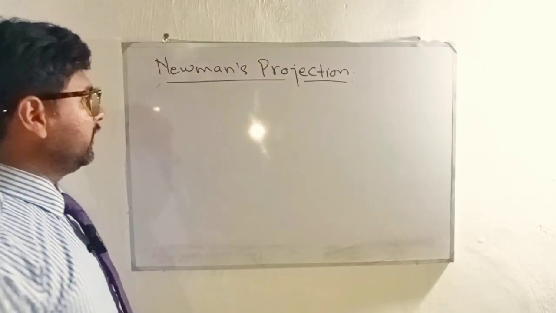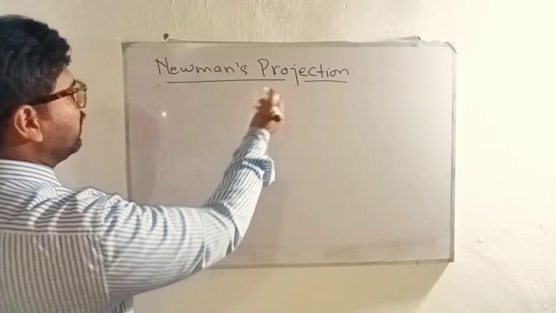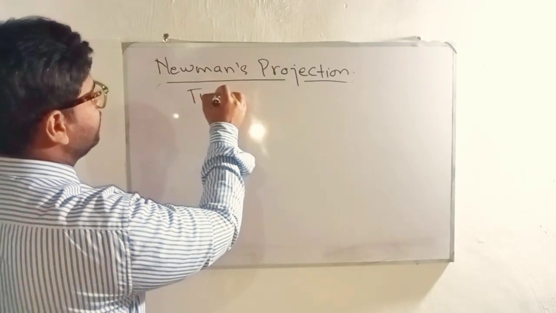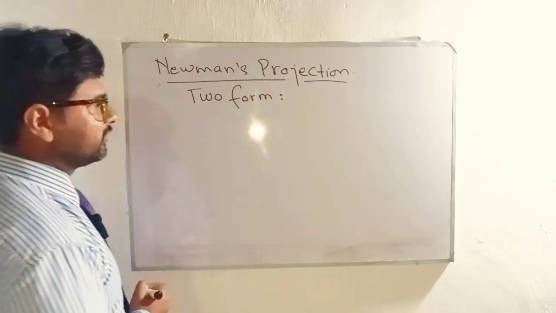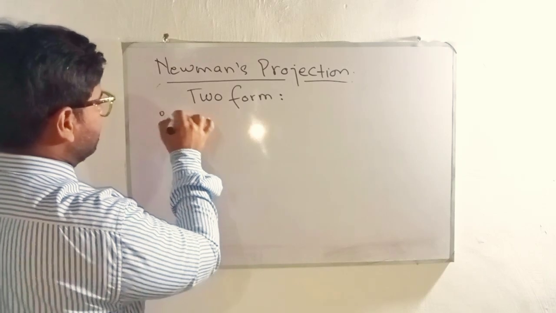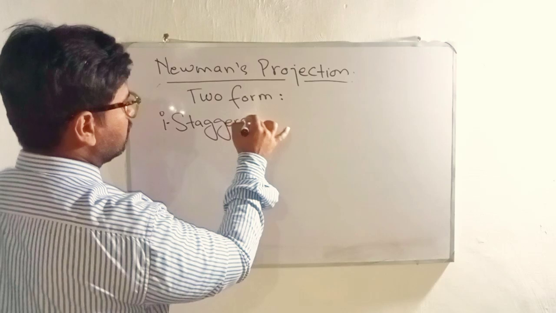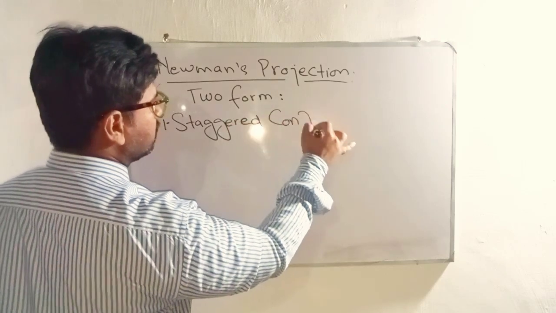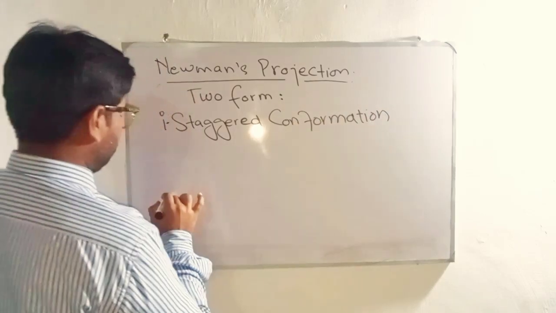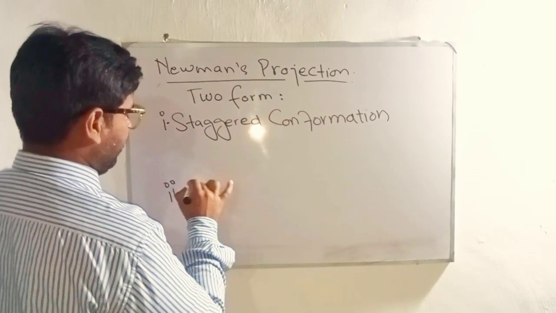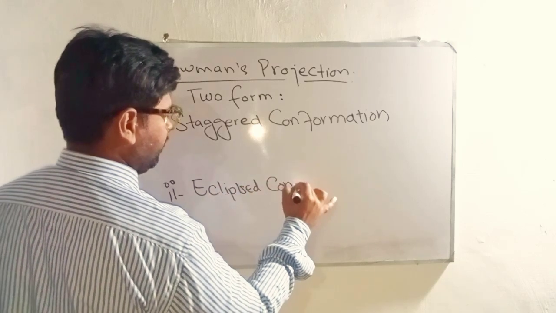In the last lecture, we had discussed Newman's projection. Now, there are two forms in which Newman's projection is usually represented. The first is called the staggered conformation, and the second one is called the eclipsed conformation.